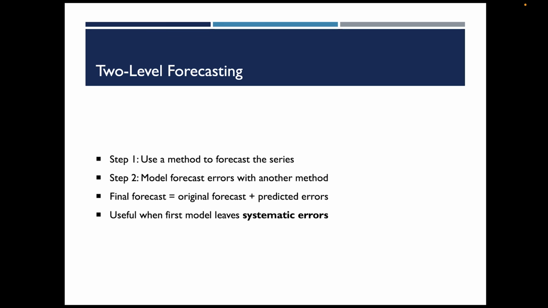Another thing is two-level forecasting. Sometimes we need to conduct two-level forecasting. We talked about combining forecasts, and now we are talking about two-level forecasting. What is it, and why does it work? Two-level forecasting works because good forecast errors should be random white noise. If they are not, the first model that we used did not capture all of the structure of the data.